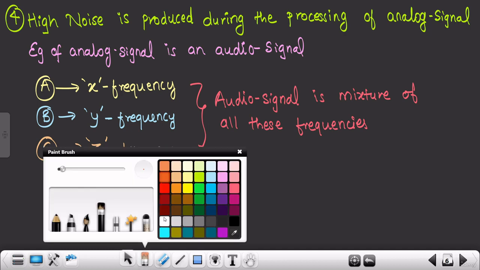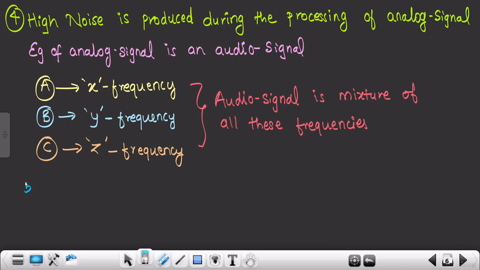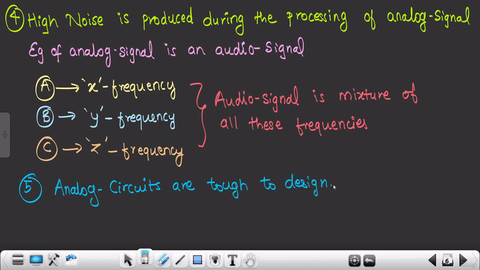Great. Now moving further, this is the last point, the fifth point, and the point is that analog circuits are tough to design. Analog circuits are tough to design. So this is the fifth point, and you would be in a situation to understand this when we design certain analog electronics or analog circuits.